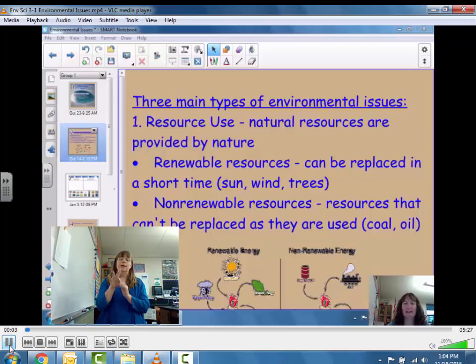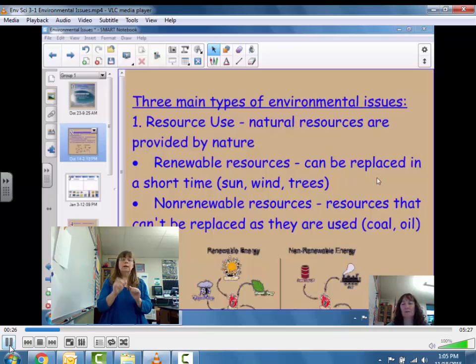We're going to take notes today on Chapter 3, Section 1 on environmental issues. There are three main types of environmental issues. The first one is resource use, so natural resources that are provided by nature. So that's basically how are we using those resources? Are we using them wisely? Are we wasting them?